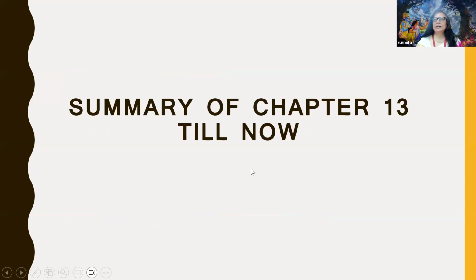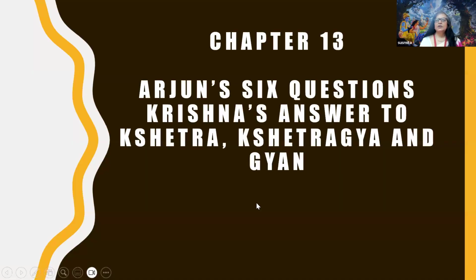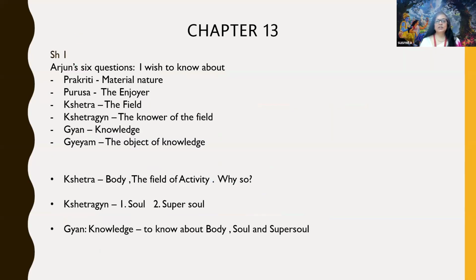So, a summary of chapter 13 till now. The chapter starts with Arjun's 6 questions, and let us see what they are. Arjun asks Krishna: what is Prakriti? Material nature. What is Purusha? The enjoyer. What is Kshetra? The field. What is Kshetragya? The knower of the field. Who is the knower of the field? What is Gyan? What is knowledge? And what is Gyeyam? What is the object of knowledge? So these are the 6 questions that Arjun asked Krishna.